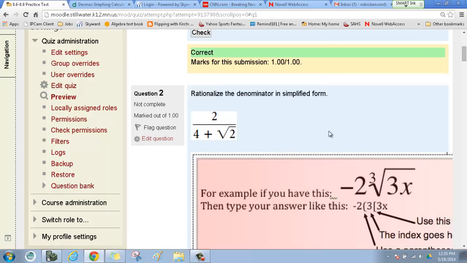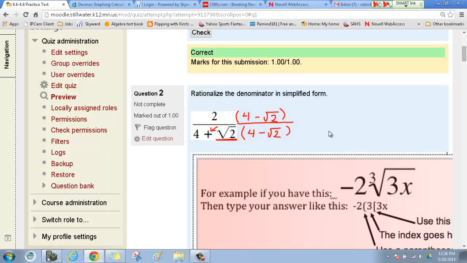The key thing to do is multiply by the conjugate. To determine the conjugate of the denominator, we need to find the radical part of it. Because the sign of the radical part is positive, we are going to multiply by 4 minus the square root of 2, and you have to do that on top and bottom.